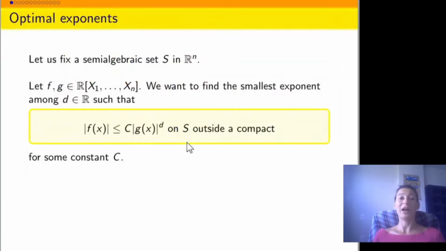Okay, the subject of my talk is finding the optimal exponent in polynomial inequalities. Let us fix a semialgebraic set S in R^n and let f and g be two polynomials. We want to find the smallest exponent among the real d's such that f is less or equal, up to a constant, than g to the power d on S outside of a compact. Outside of a compact means that we're looking at the neighborhood of infinity, because complements of compacts can be seen as neighborhoods of infinity, seen as a point.